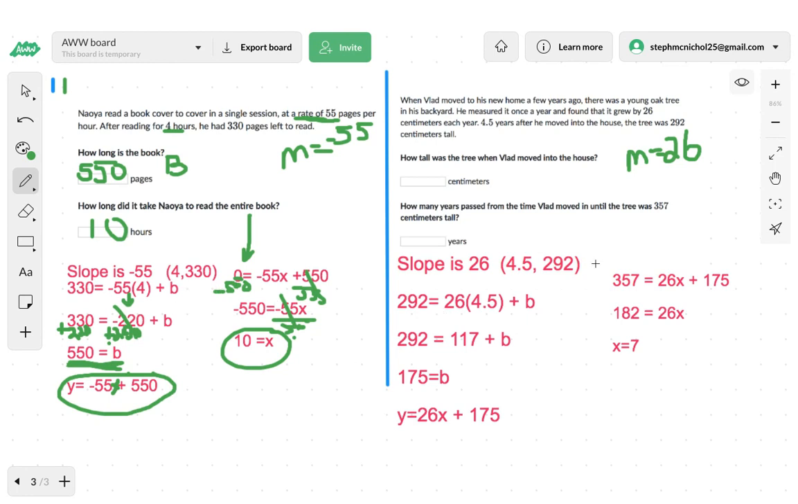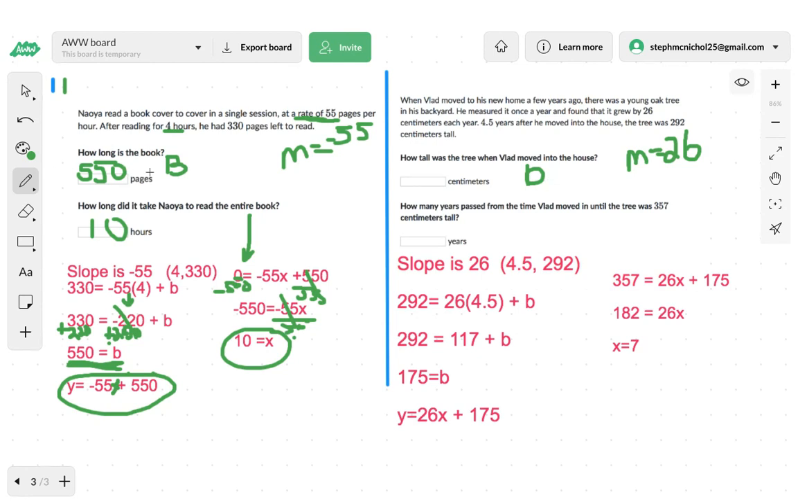So for these 4 questions that you have on Khan Academy, try to find your slope and then a point. And then we're going to go through the steps on how to solve, right? So how tall was the tree when Vlad moved into the house, right? So we want to know the starting point of the tree. So we're really looking for your intercept here, right? Your intercept is your starting point or your initial.